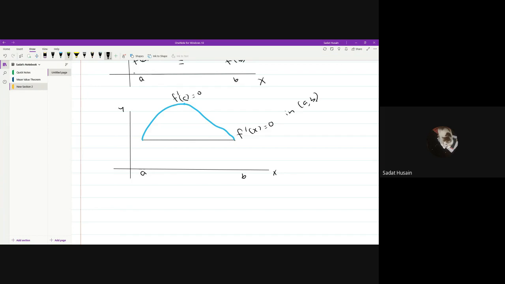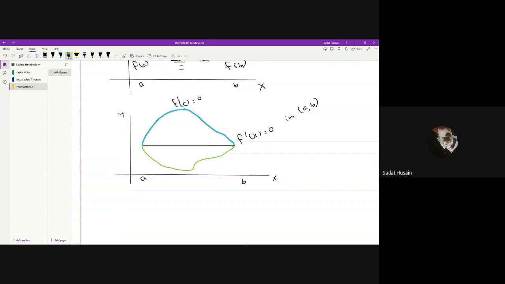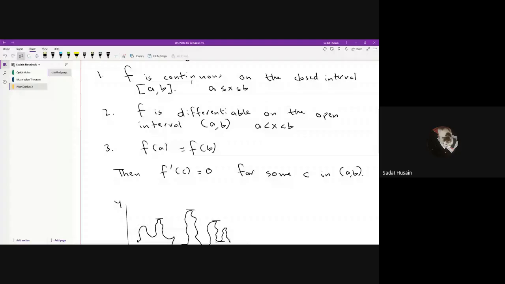Okay sir, there was a question: in the theorem we are given an open interval and a closed interval, so why are we using the open interval for this f prime c? Okay, it has to be differentiable on the open interval, right? And it has to be continuous on the closed interval. Do you understand? The function that we are talking about has to be differentiable in the open interval and continuous on the closed interval.